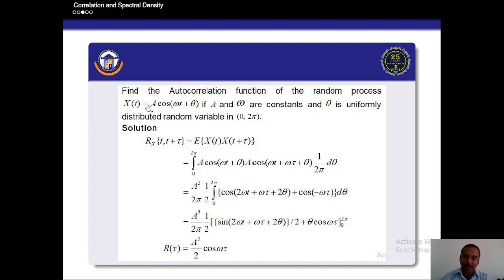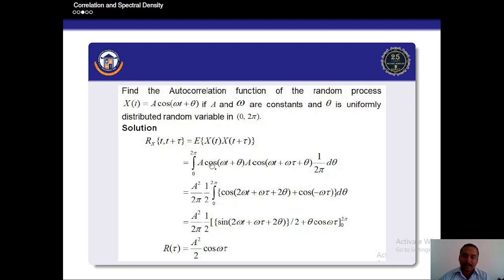X(t) is A cos(omega t plus theta). Then for X(t plus tau), replace t by t plus tau in the X(t) equation. That means A cos(omega t plus omega tau plus theta), times the function f(theta), the uniform distribution function 1 divided by 2 pi, d theta. Now integrate this function. 1 divided by 2 pi is a constant, so take it outside of the integral. Then A squared is also a constant, so take it outside of the integral. Then check the remaining value.